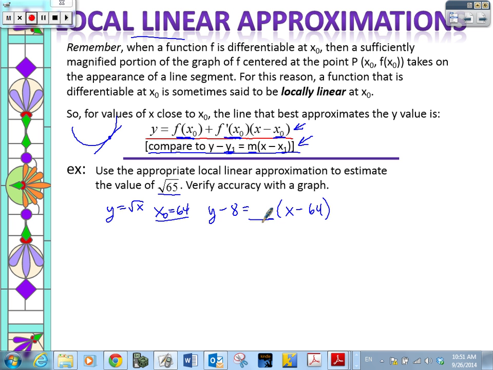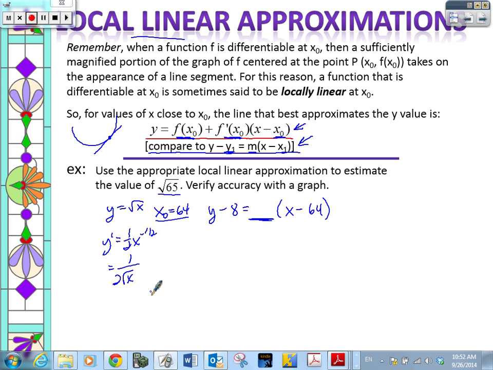So to get this piece, our slope, what do we do? Take the derivative, substitute in the x value that we want the slope for. And what's the x value we want the slope for? 64. So that's what we do. So we find the derivative. y prime would be 1/2 x to the negative 1/2, or rewritten.